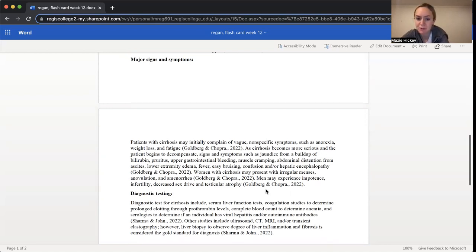Women with cirrhosis may present with irregular menses, anovulation, and amenorrhea, which can be caused by the hormone imbalances that cirrhosis often causes. And then men can experience impotence, infertility, a decreased sex drive, and testicular atrophy.